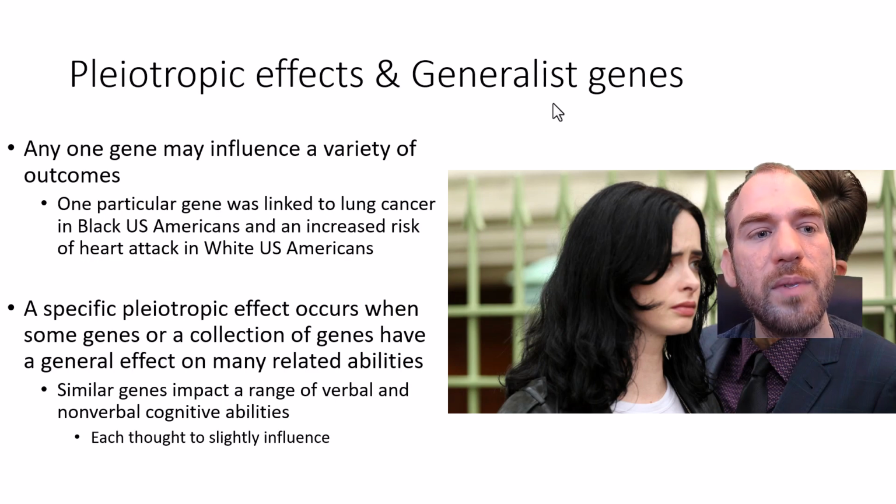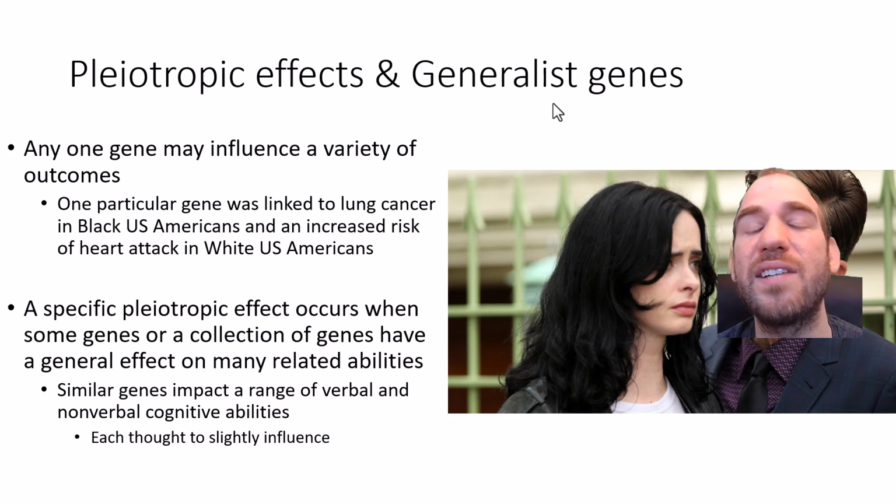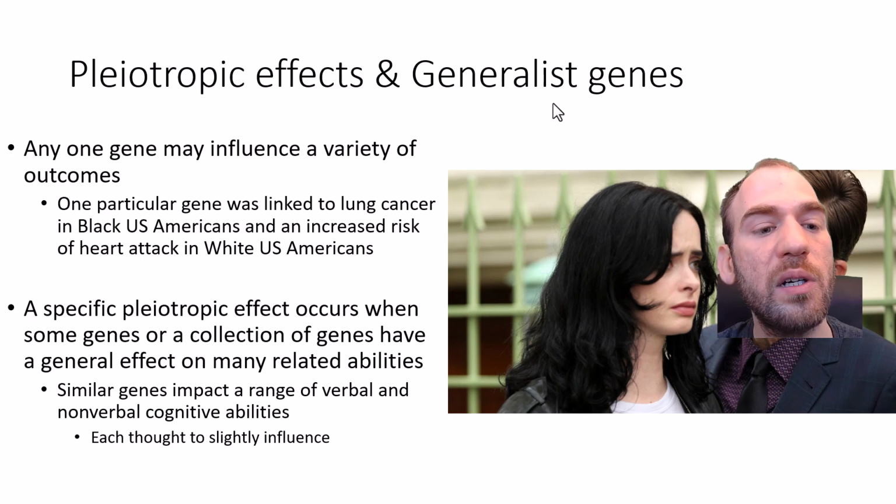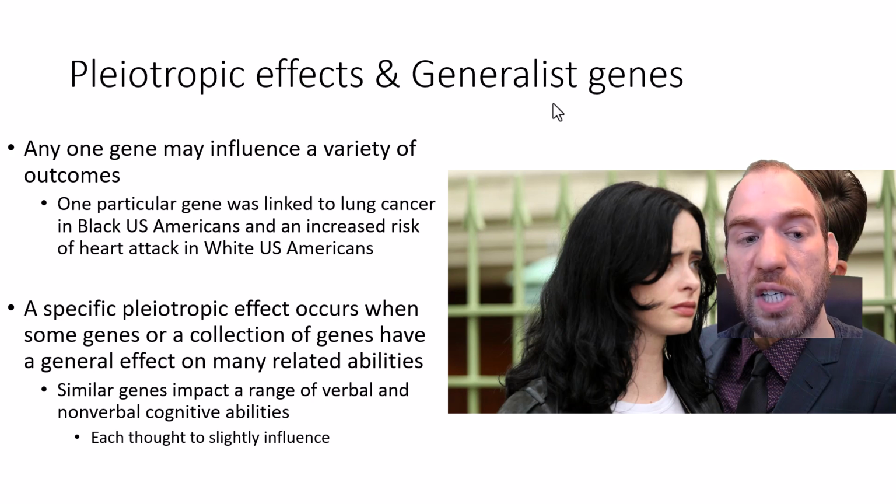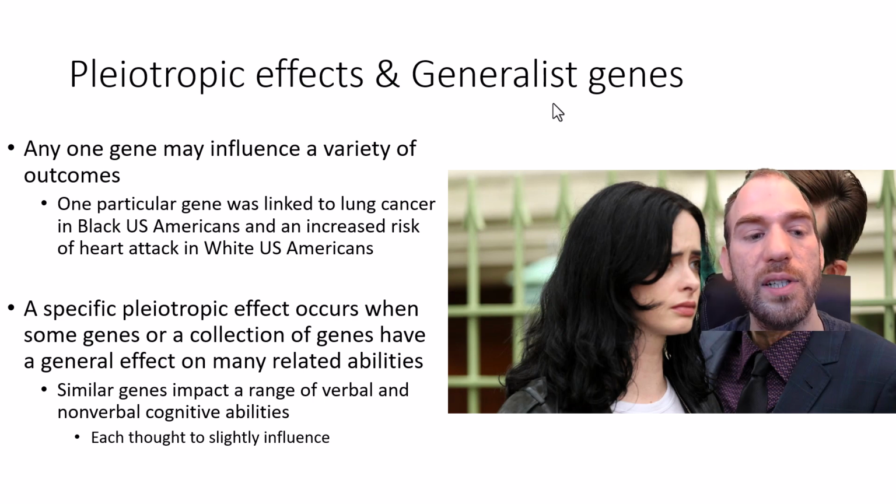Pleiotropic effects. This is the fact that any one gene may influence a variety of outcomes. For example, one particular gene was linked to lung cancer in Black U.S. Americans and an increased risk of heart attack in white U.S. Americans. A specific pleiotropic effect occurs when some genes, or a collection of genes, have a general effect on many related abilities.